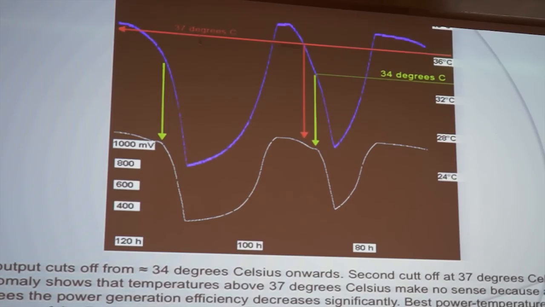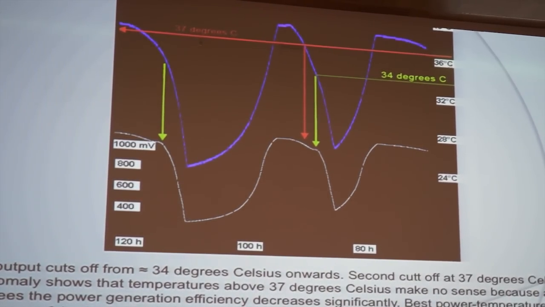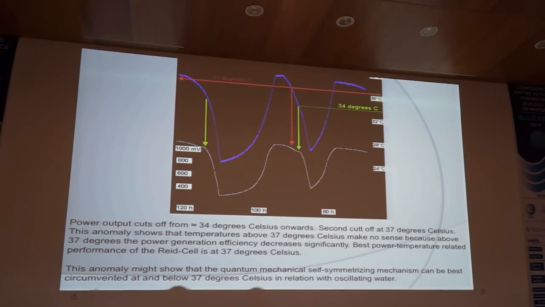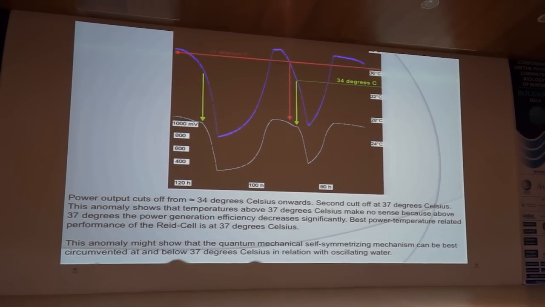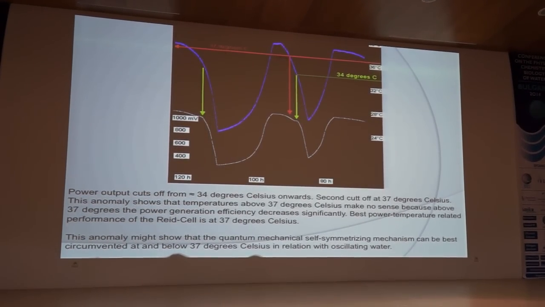This anomaly shows that temperatures above 37 degrees Celsius make no sense, because above 37 degrees Celsius, the power generation efficiency decreases significantly. The best temperature-related power performance of the cell is at 37 degrees Celsius. This anomaly might show that the quantum mechanical self-symmetrizing mechanism can be best circumvented at and below 37 degrees Celsius in relation with oscillating water.